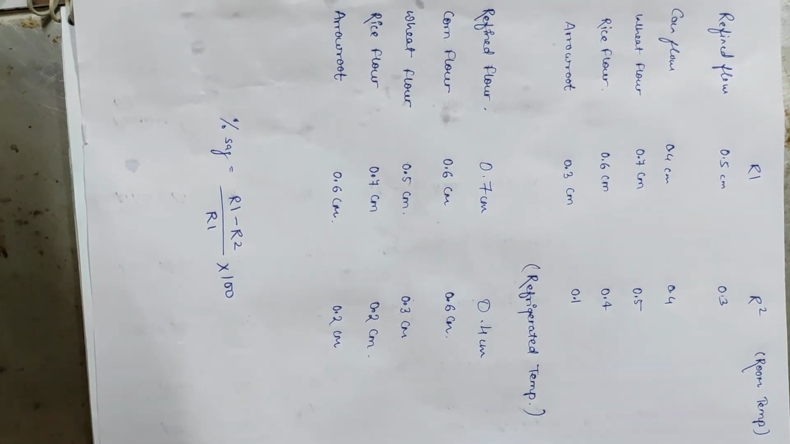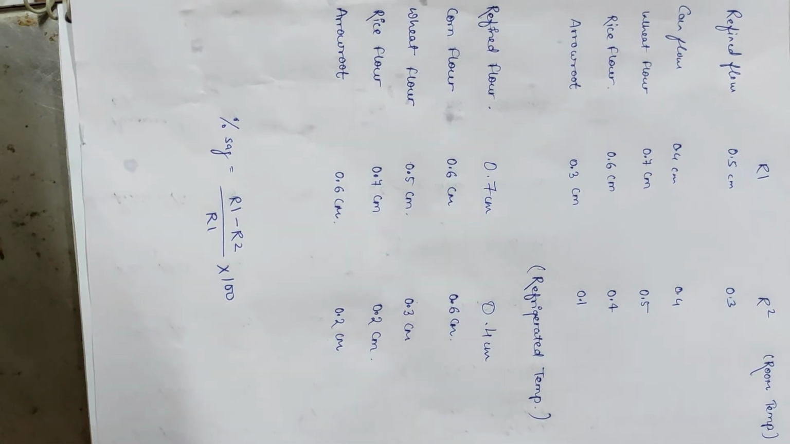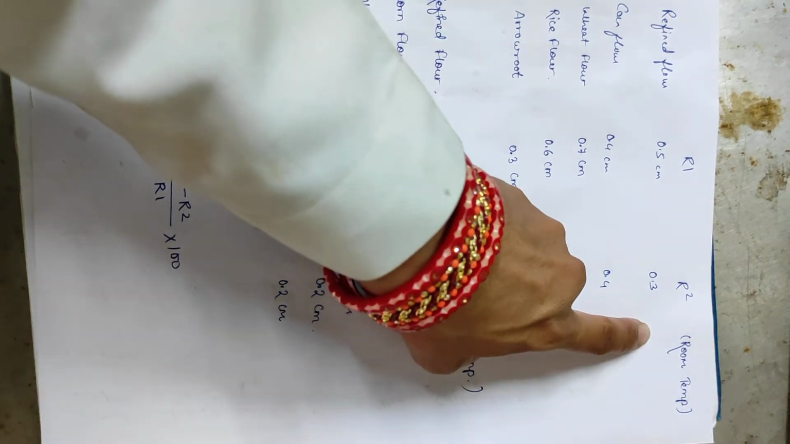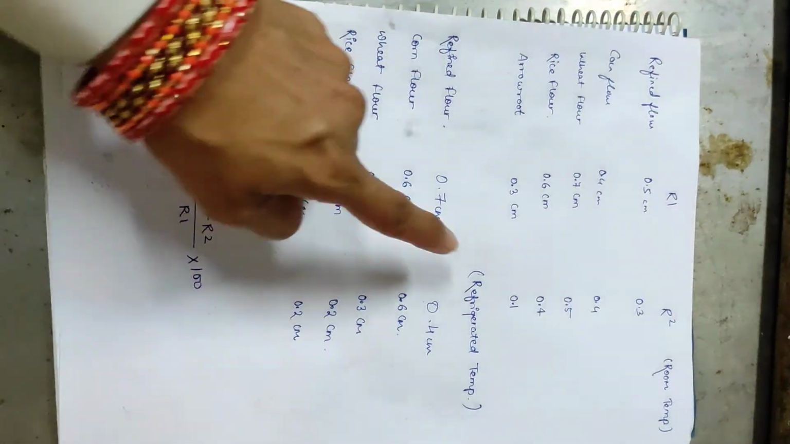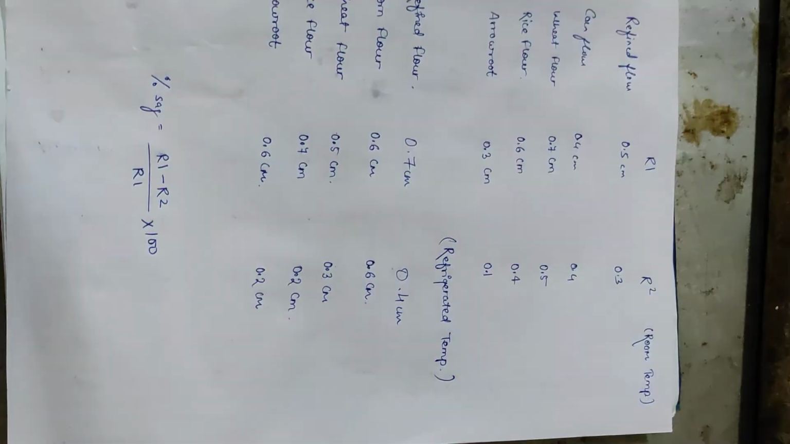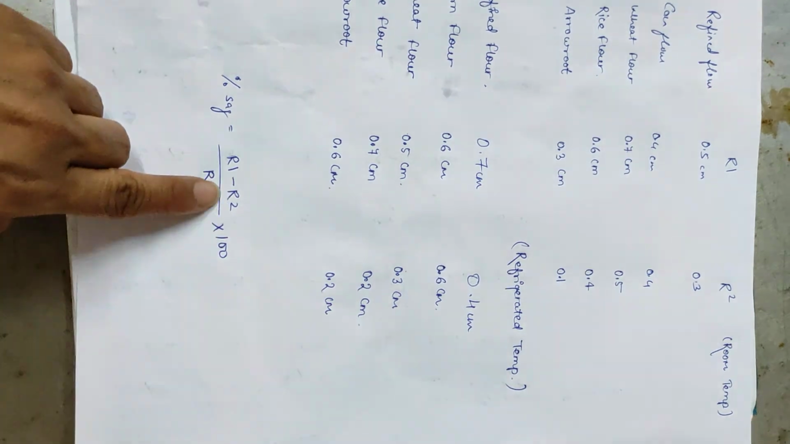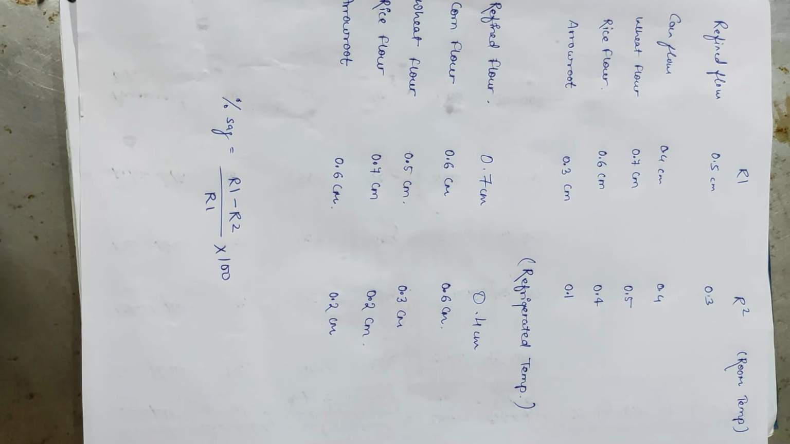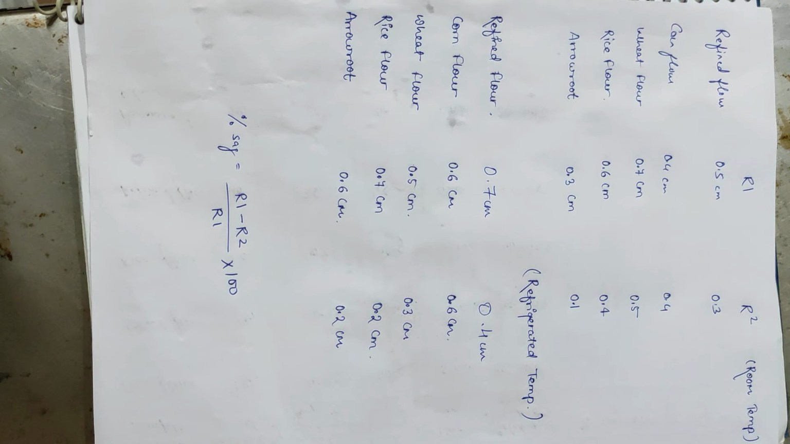These are the R1 and R2 values of all types of starches that we have taken. This one is the R1 R2 value of the Petri dishes that we have kept in room temperature. These are the values of all the starches that we have kept in refrigerated temperature. And this is the formula for calculation of percent sag. It is equal to R1 minus R2 upon R1 into 100. Now we will send the pic of this observation, and you have to calculate the percent sag using this formula.